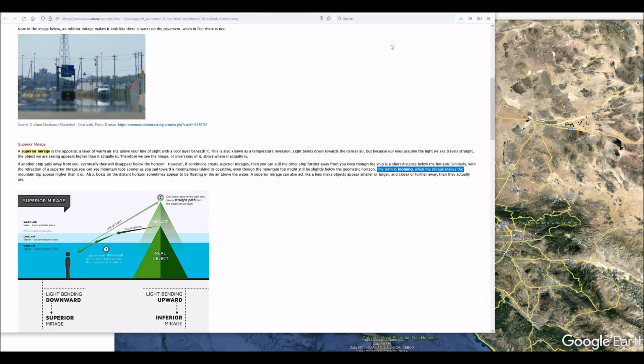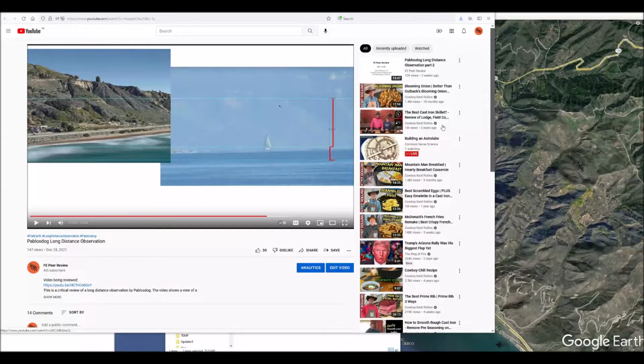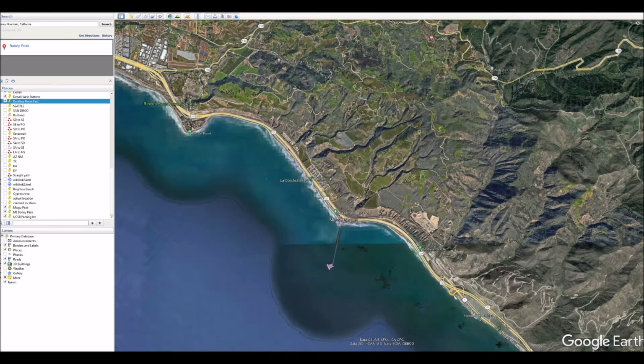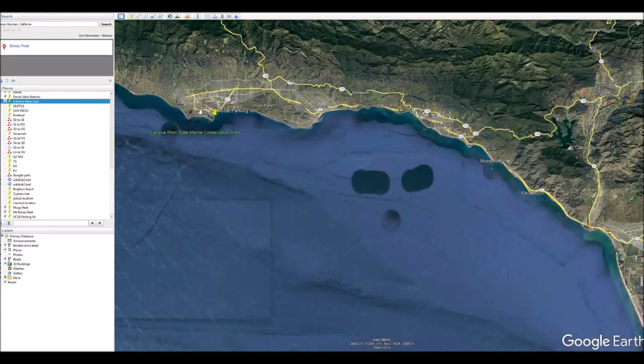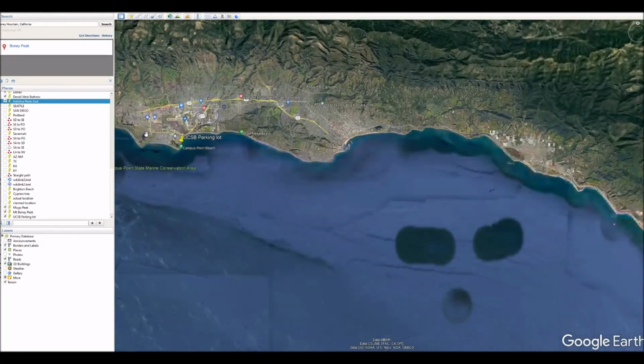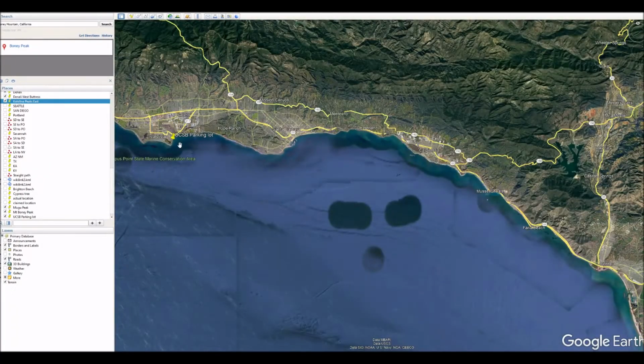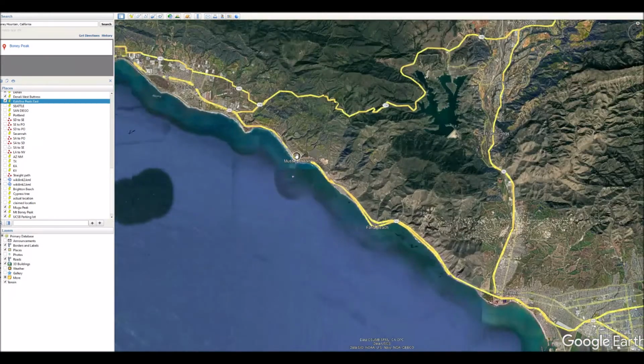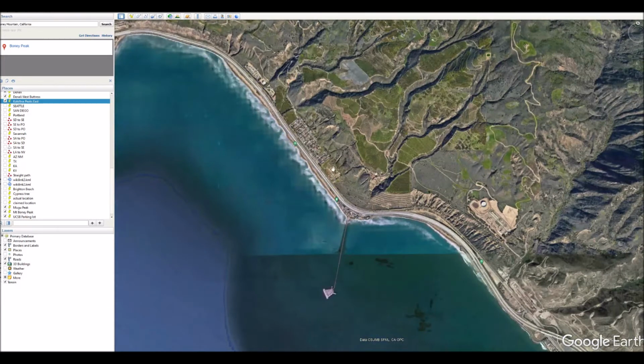So we're going to go look at a few examples. Let's start by looking at one of his observations from the UC Santa Barbara parking lot across and down the coast a little ways. I looked at this in the past, so I'm not going to go into a lot of detail about it. I'll put a link in the description to my earlier video. Basically, I'll show you on Google Earth here. The UC Santa Barbara parking lot is over here, and we're looking past this piece of land towards the coast over here, Muscle Shoals and La Conchita.